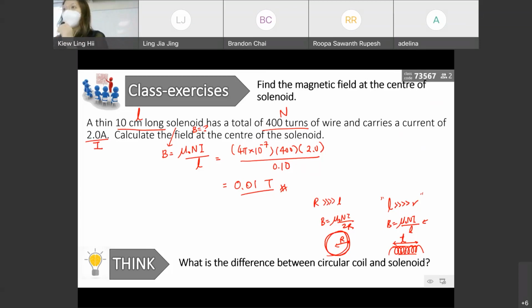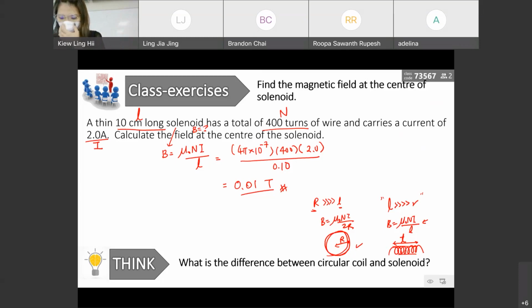Okay, so next time if you are working on your project, for example, how do you know which formula to use? Compare between the radius and length. If your radius is very big as compared to the length, then that is a circular coil. If your length is very big as compared to your radius, then that is a solenoid. Okay, so that is the difference between a solenoid and a circular coil.